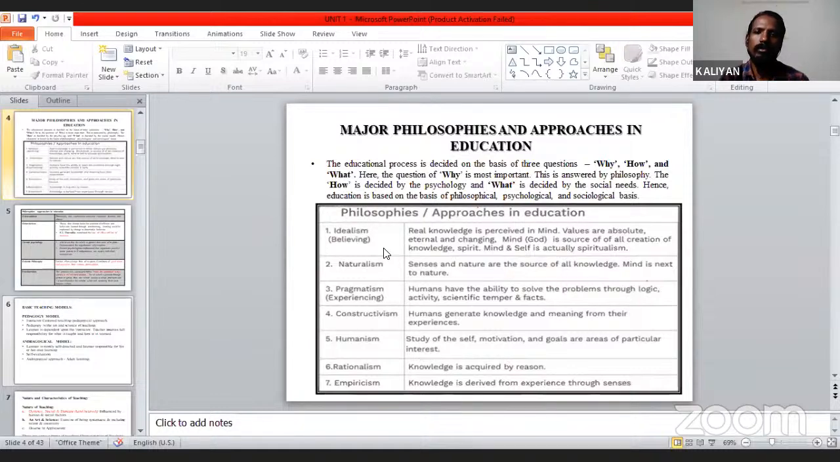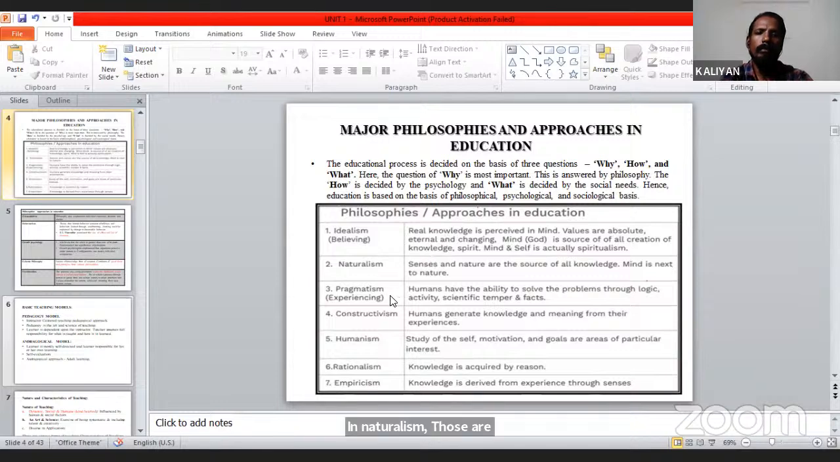That is idealism. Naturalism is about the senses and nature; nature is the source of all the knowledge. So mind is next to nature. So idealism is that God is the source of all the knowledge, and in naturalism, nature is the source of all the knowledge.